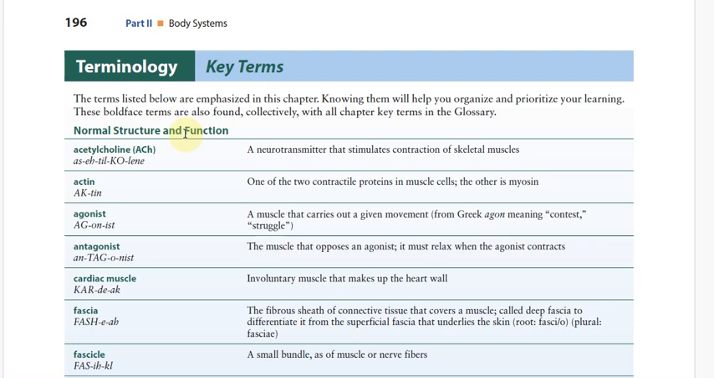On page 196, we have terminology, key terms. Work on this section. You have some good words here. For example, you have actin and myosin. Actin is one of the two contractile proteins in muscle cells.